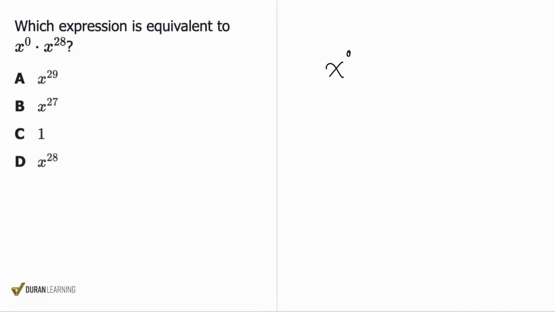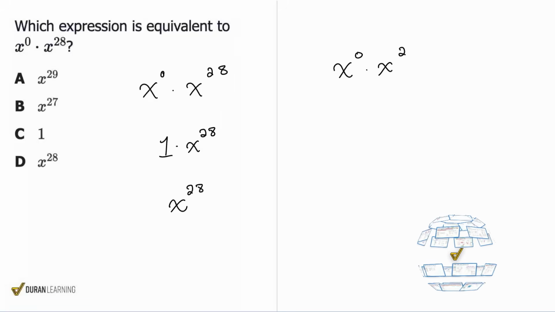But here's how it goes. Anything to the power of 0, that's going to be 1. So this basically turns into 1 times x to the power of 28, which is just x to the power of 28, just like that. Another way you could look at this if you wanted to was from the lens of the product of powers law. So if we have x to the power of 0 times x to the power of 28, everyone, what's the rule? When we are multiplying powers with the same base, what can we do with those exponents?